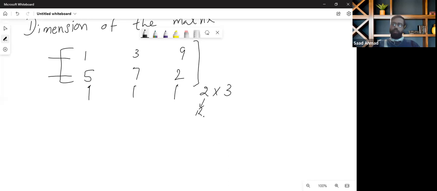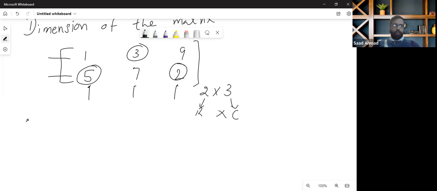2 means 2 rows, and columns, cross R cross C. So rows cross the columns. And the elements that are inside there, any number inside there, any entries, these are the elements or entries of the matrix.